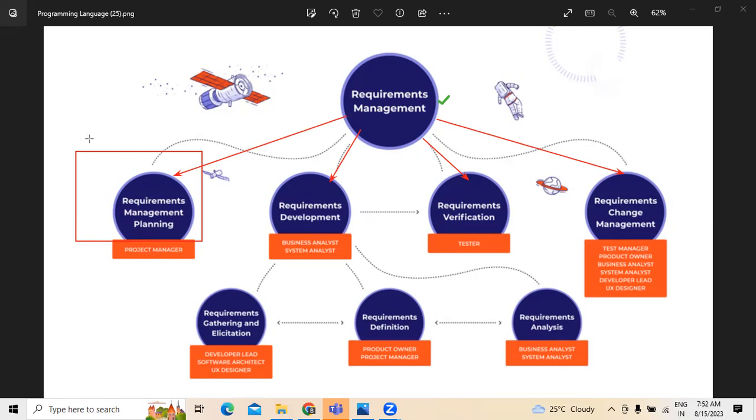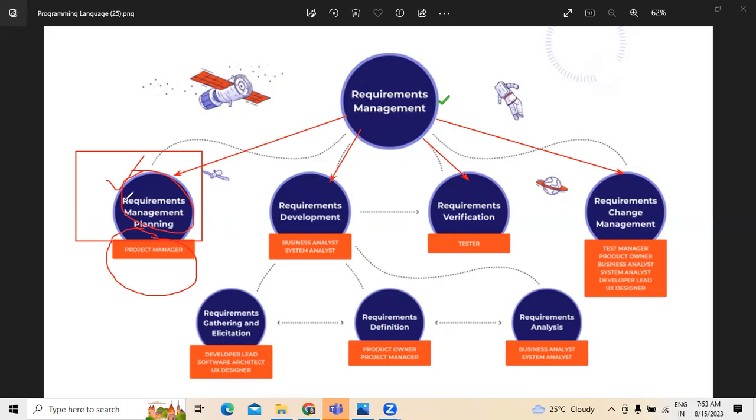As a part of project planning, requirements management is generally done by a project manager. This is where the project manager's responsibilities majorly lie. This is the first one, requirements management planning, where the project manager will be involved, covering what kind of requirements there are in project management.